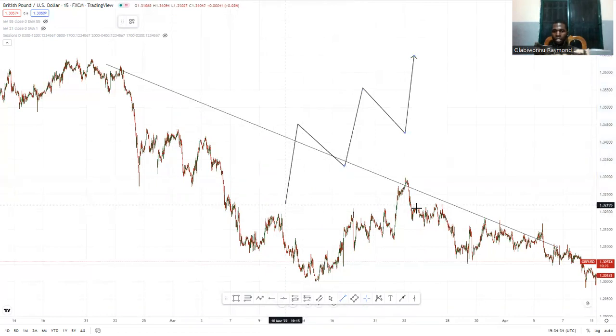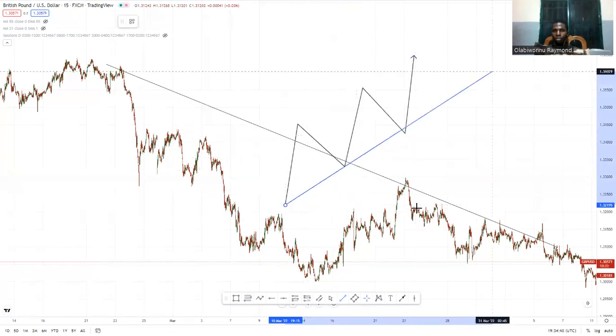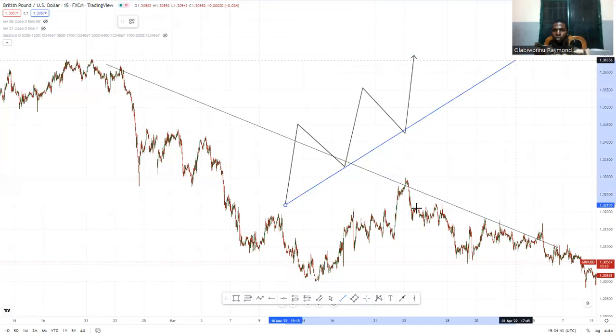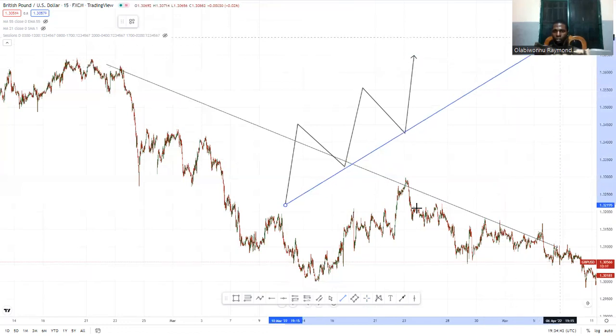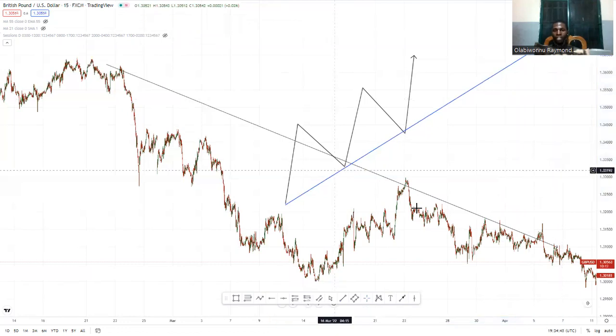From one point, you join it to the other point, then you stretch it out into the future. Do you see that? This is how to draw a trend line.